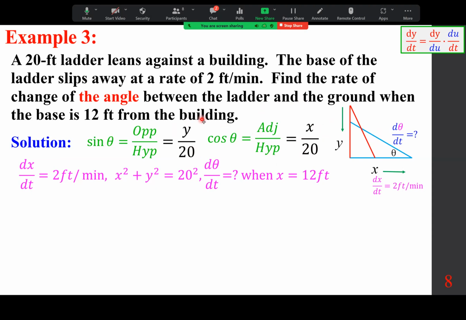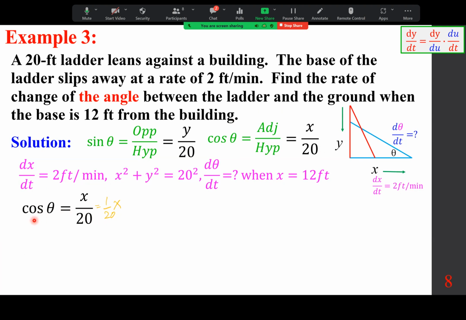You can use any of those formulas because it connects the missing value with the given. Now, we don't have the dx dt, but the dy dt can easily be found from the previous page. We're going to stick with what we have, so we're going to stick with this formula. So if cosine theta is x over 20, we are going to differentiate both sides with respect to time. Before I do that, I want to remind you this means 1 over 20 times x. In other words, this is just a coefficient.